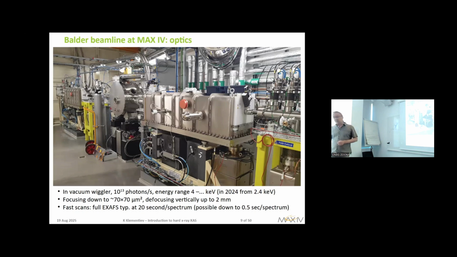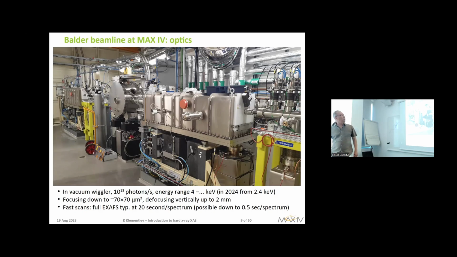We start presently from 4 keV, which is calcium K-edge and above, and there is no sharp upper edge. The maximum we've been at, I think, is 55 keV. There is not much interest in going to very high energy. We focalize down to 70 by 70 microns, and we can defocus if needed. Vertically, we can defocus very quickly up to 2 millimeters. And we typically measure at a speed of about 20 seconds per spectrum, but we can go down to a second or even half a second.